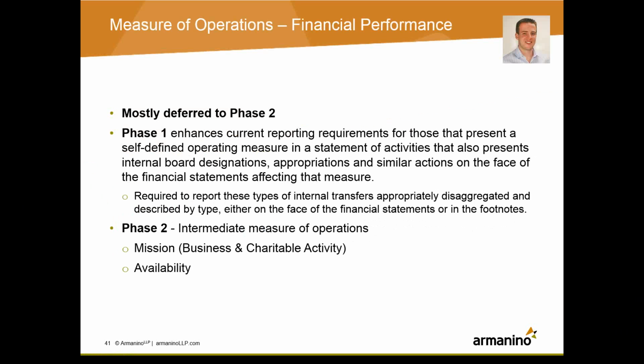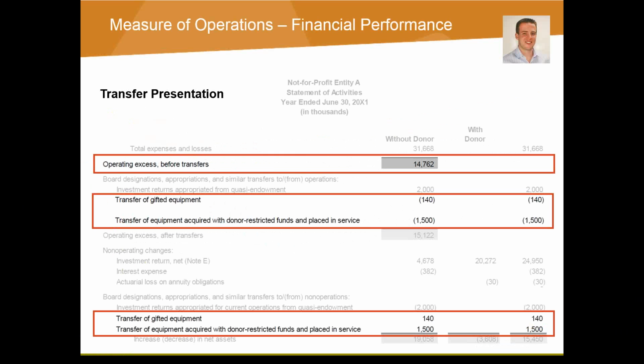So when we look at the next slide, we'll see an example of that. At the very top, if you have an operating measure, you have your operating excess before transfers. Then you would potentially have any transfers from board designations, appropriations, or non-operations that are impacting that operating measure. You just need to make sure that you're disclosing the detail behind those transfers. So you don't just say transfer into operations. You say it's a transfer of gifted equipment, a transfer of investments, a transfer of equipment acquired with donor funds. It's really just providing that level of detail.